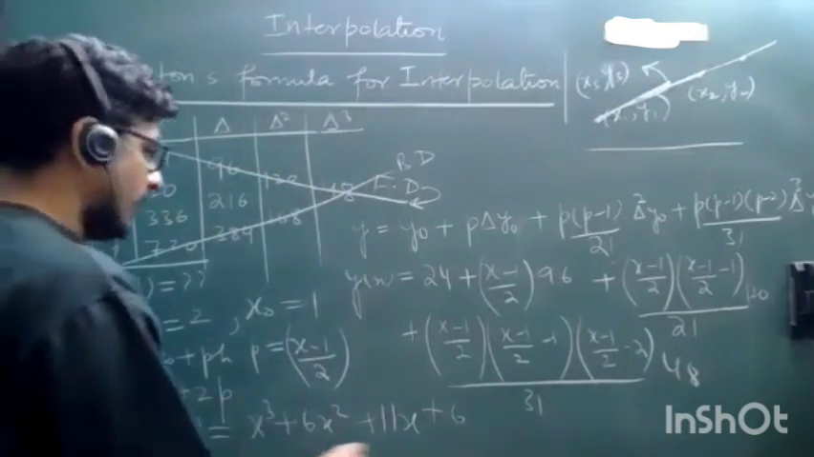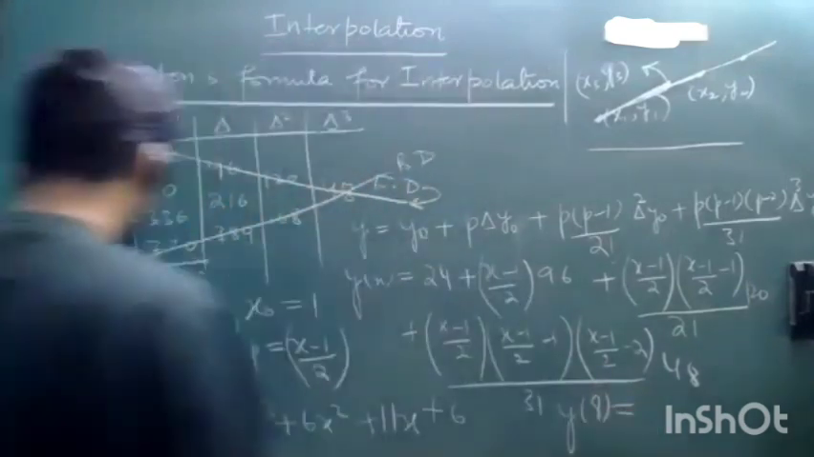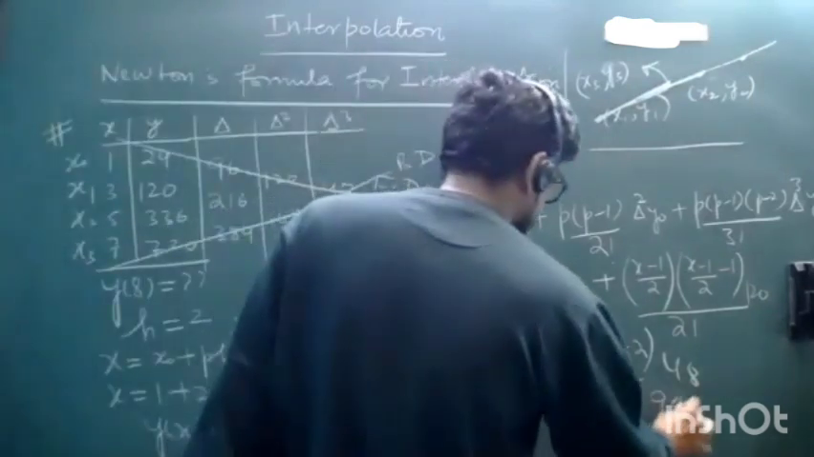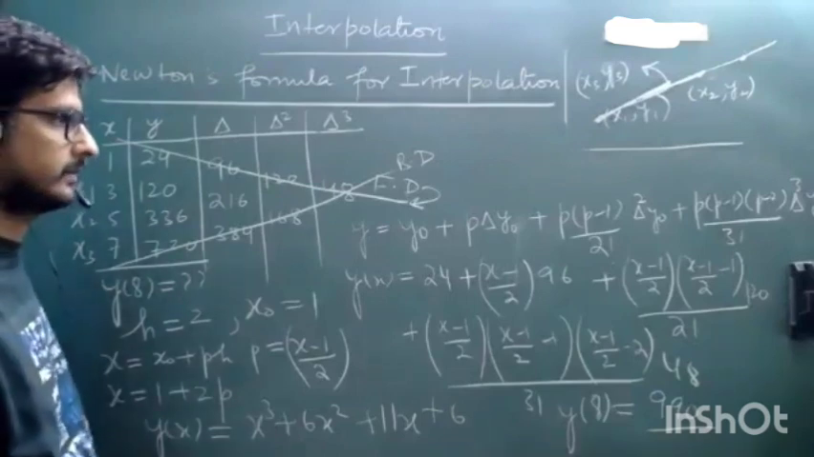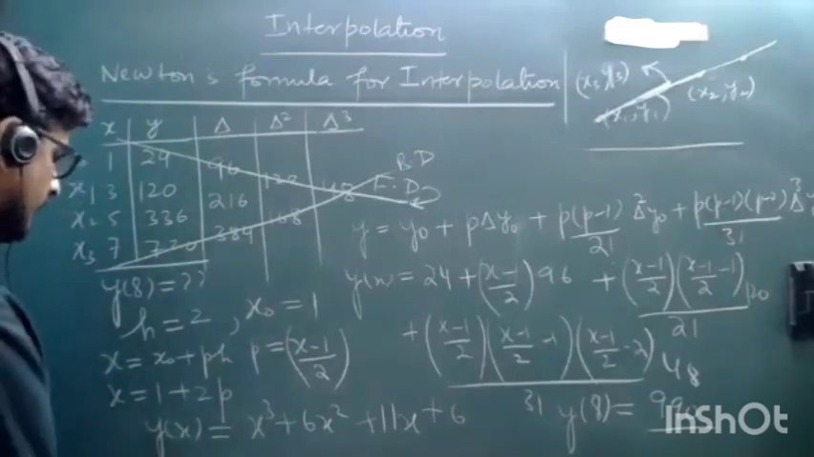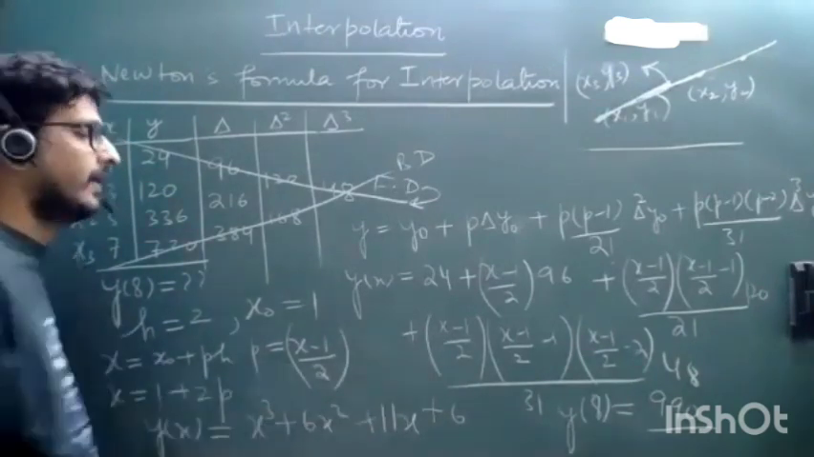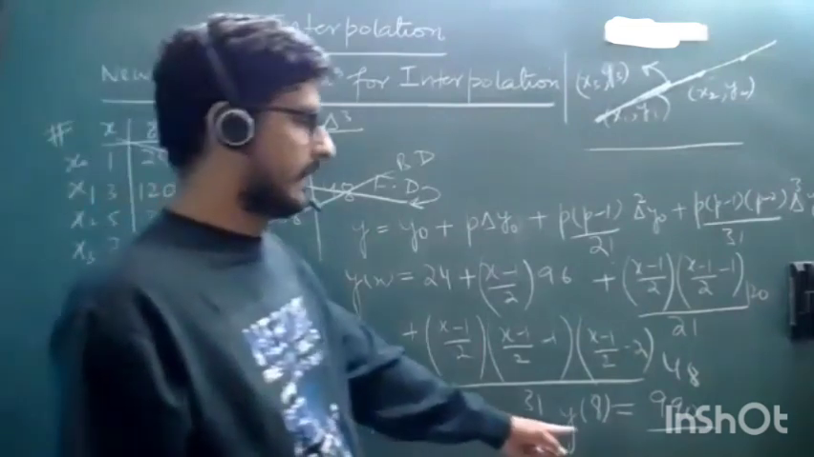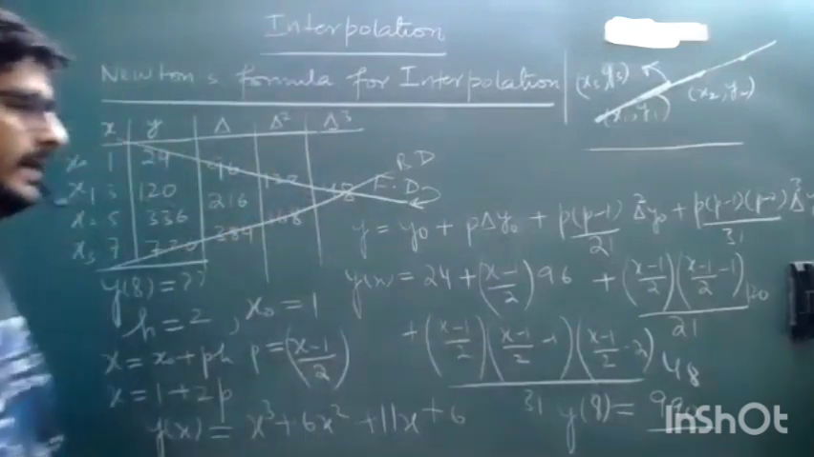So if you want to calculate y8 now, put the value x is equal to 8. So you will get 990. So this is how it works. If there is any question, please ask. This is how interpolation works. So you get y as a function of x. So now you are free to calculate the value of y at any point. If you want to calculate y8, put x is equal to 8 in this equation. You will get the value of y as 990.